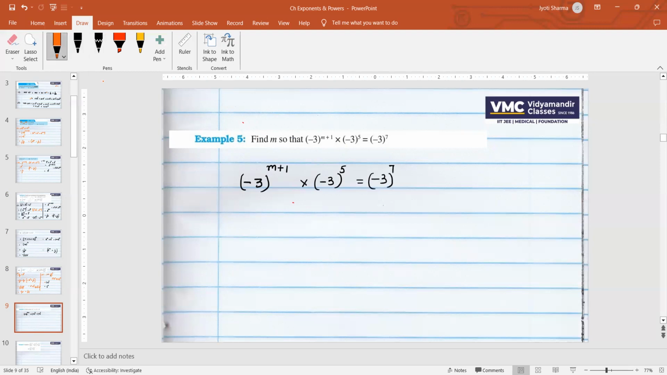You can observe that the bases are same. So I will keep the same base here in the LHS and RHS. So you can see that they are multiplying, so the powers will be added by using the law. So I can write that minus 3 raised to the power m plus 6 is equal to minus 3 raised to the power 7.